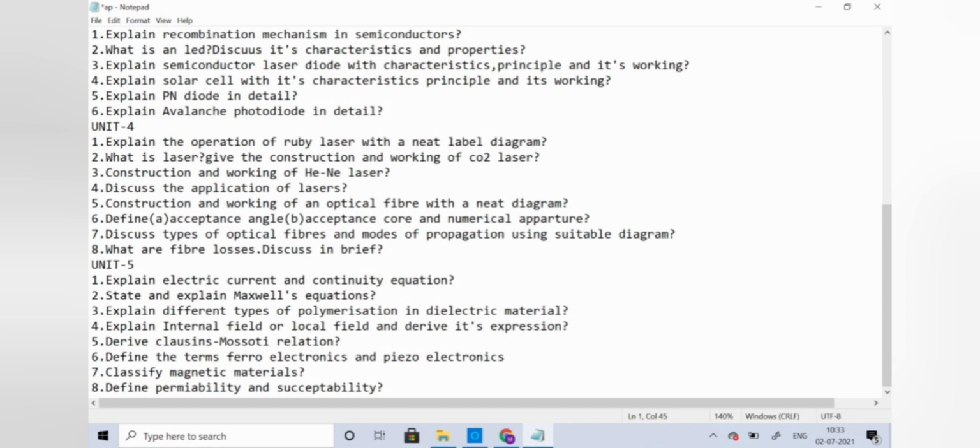And now classify magnetic materials. This is very easy and you can write on your own also. Next, eighth question, define permeability and susceptibility. Defining this is easy, just know it, learn it, and you can write it in your own words.